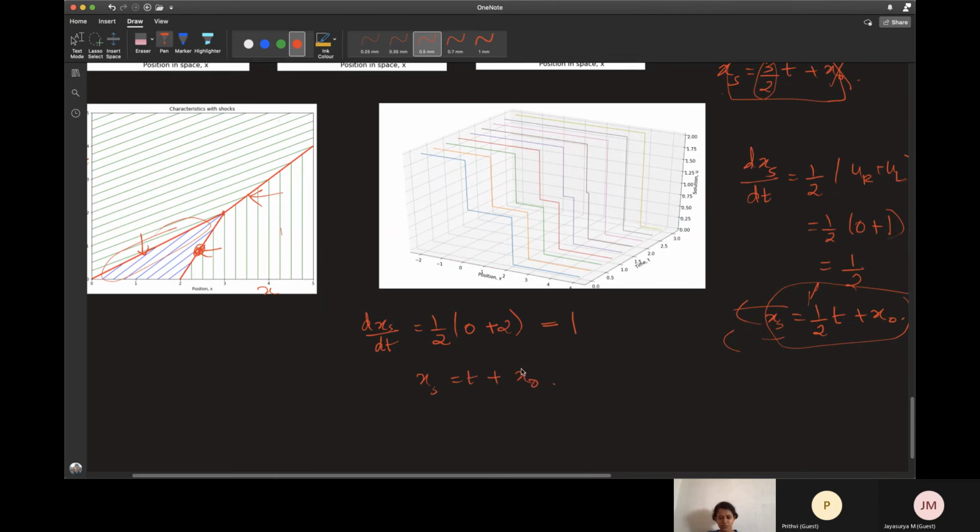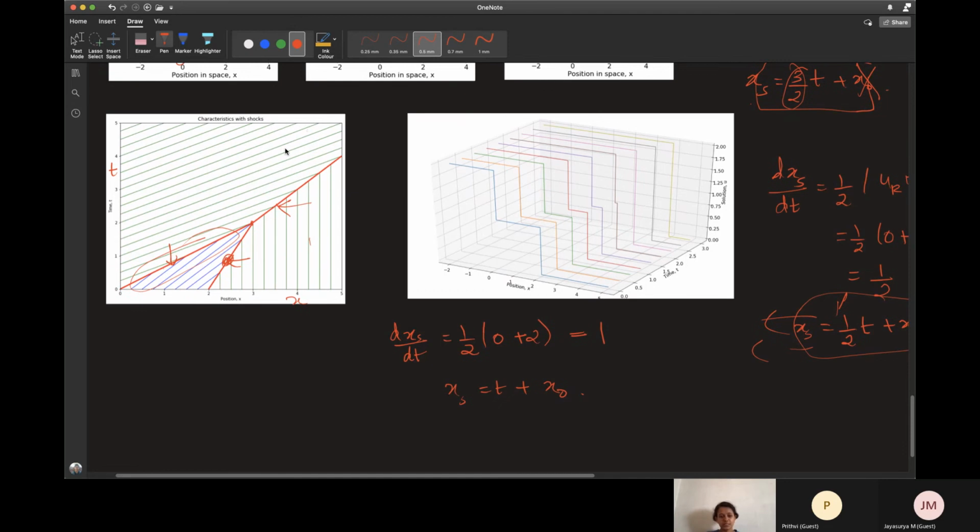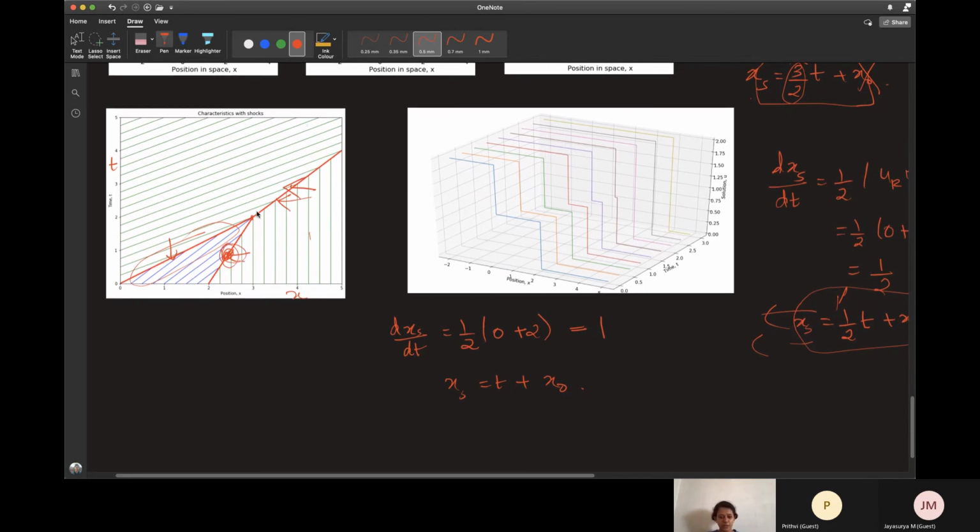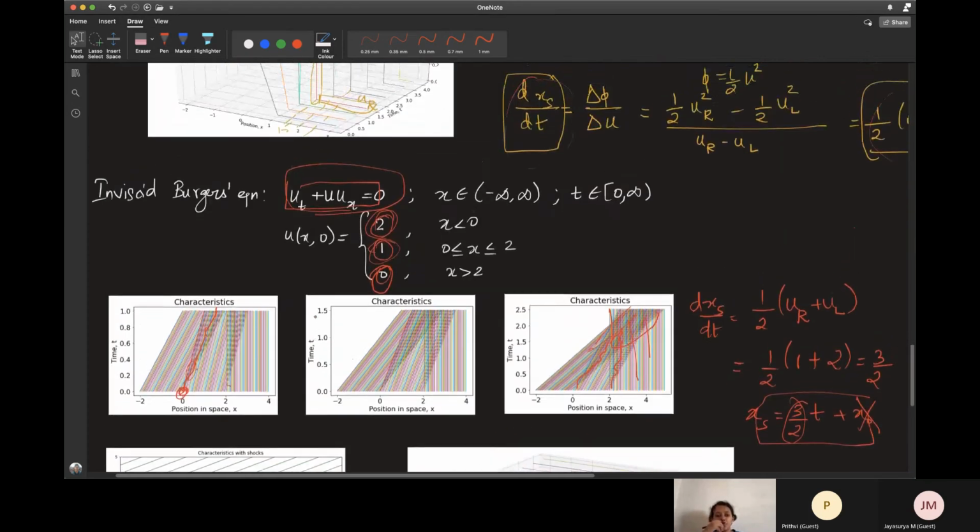Oh, yes, this is only 45 degrees. I was wrong here. Here you don't have 45 degrees. This is actually 45 degrees. Here you have more inclination. The characteristic is more, the discontinuity is more inclined towards T and less inclined towards X. So this is your shock wave solution for this problem.